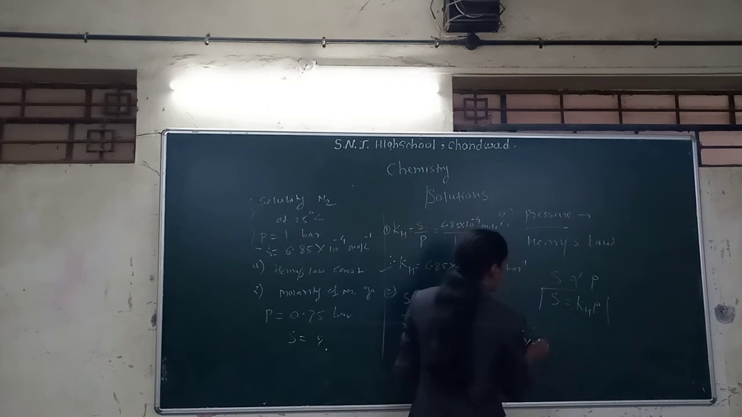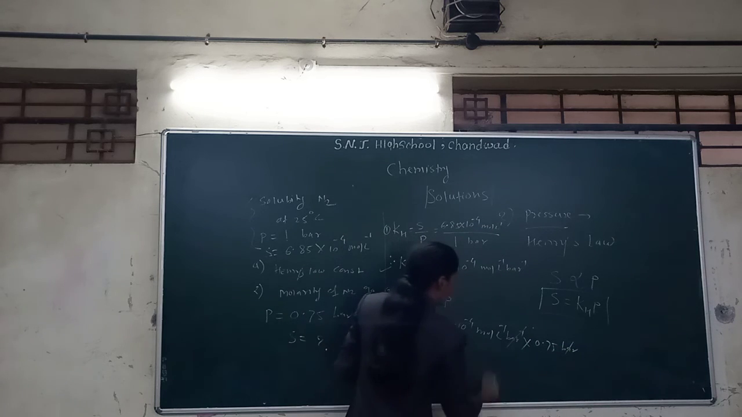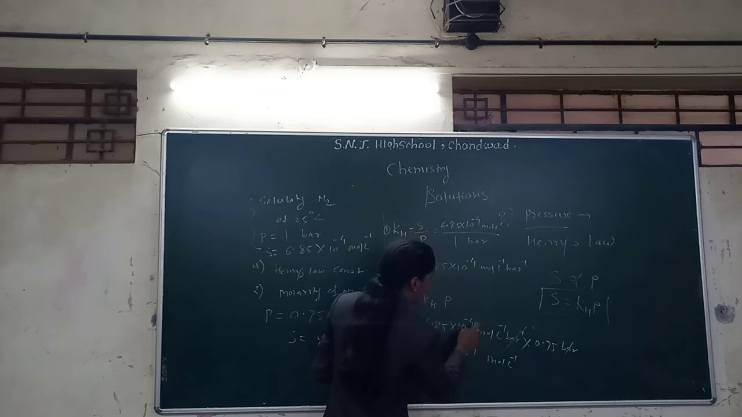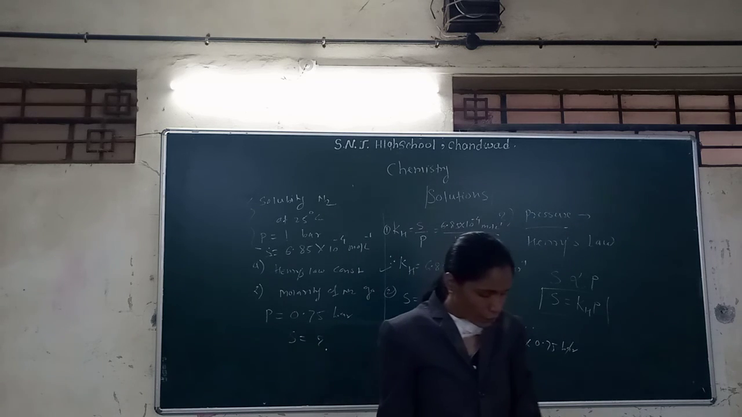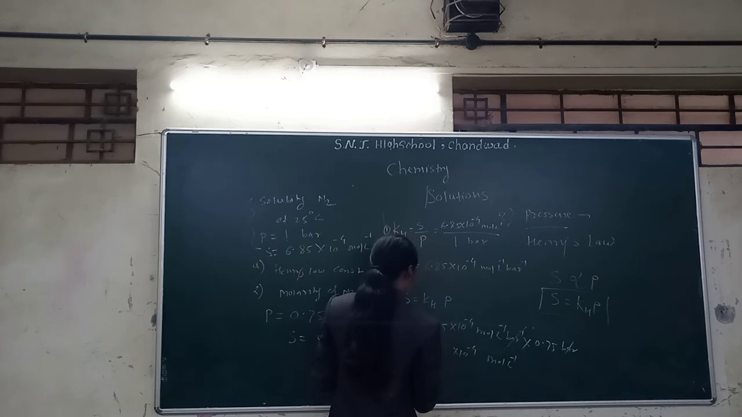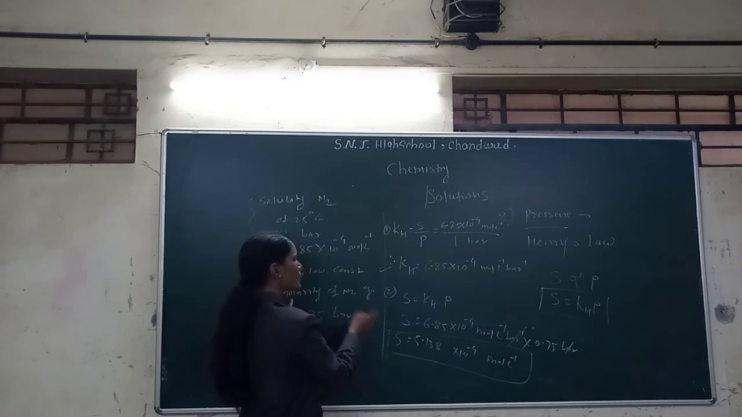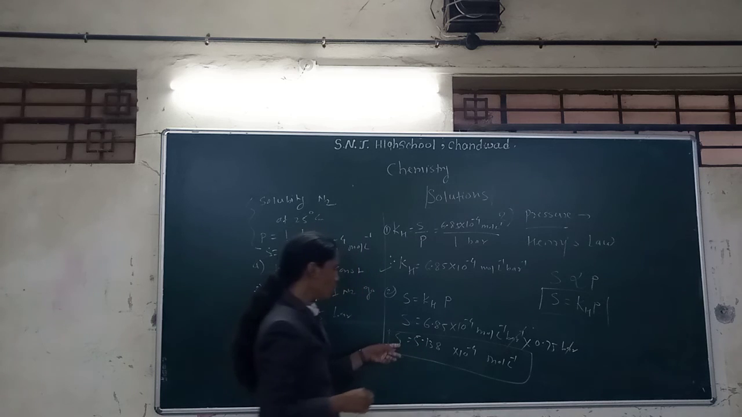0.75 bar. Unit bar gets cancelled. Remaining unit is mole per liter. 10 raised to minus 4 as it is, and the multiplication of 6.85 into 0.75. We get the answer 5.38. Means solubility or molarity. Molarity means how many moles per liter. Molarity is also called solubility. We get the answer of solubility.